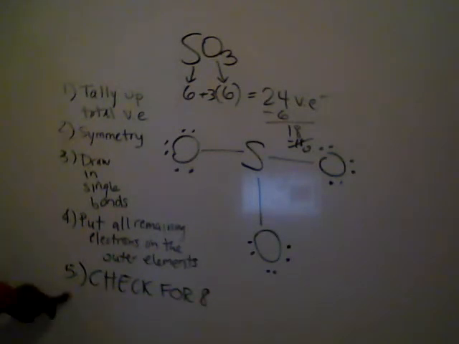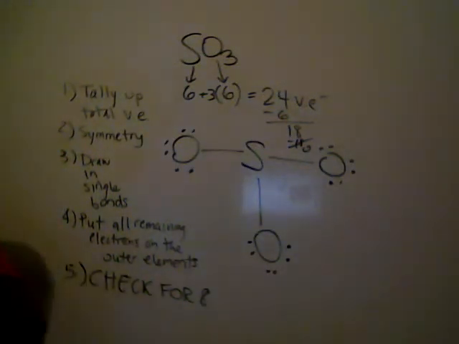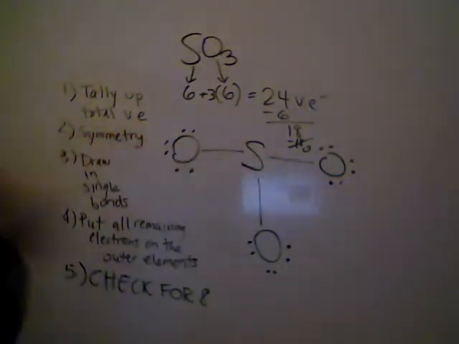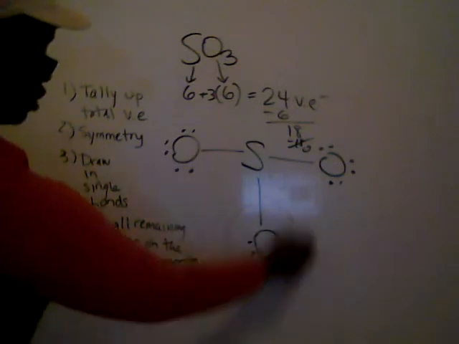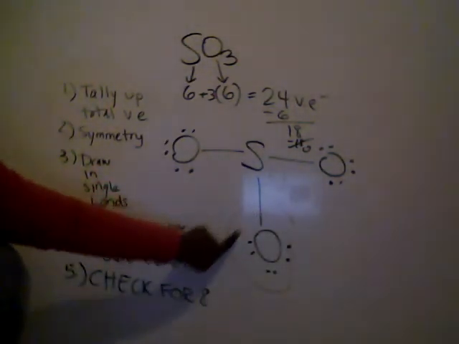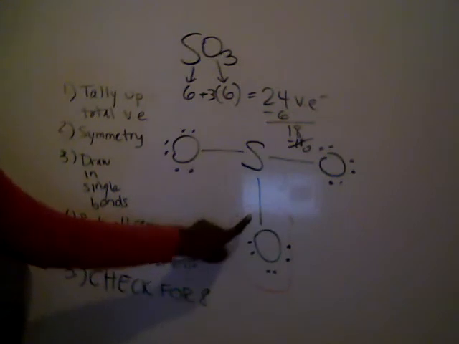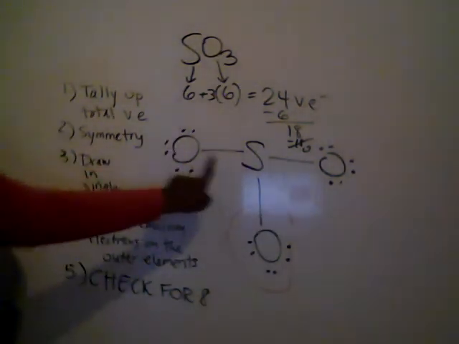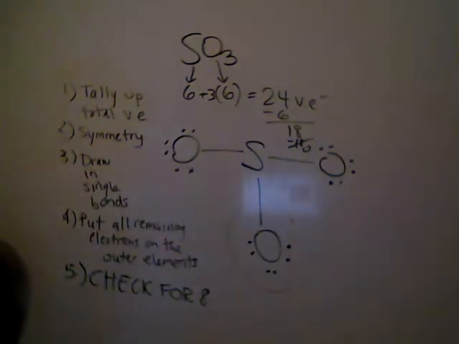Okay, so we're going to go to step 5. Check for 8. So we want to check to make sure everybody wants to have 8. Remember, hydrogen's fine with just 2, and boron, if you have it, is fine with just 6. Everybody else wants 8. So we're going to check to make sure all of these guys have 8. So if we look at this oxygen, it has 2, 4, 6, 7, 8. So it has 6 to itself, and it has 2 that it's sharing. Same is true for all these other oxygens. 6 to themselves and 2 that it's sharing. So they all have 8. So the oxygens are fine.